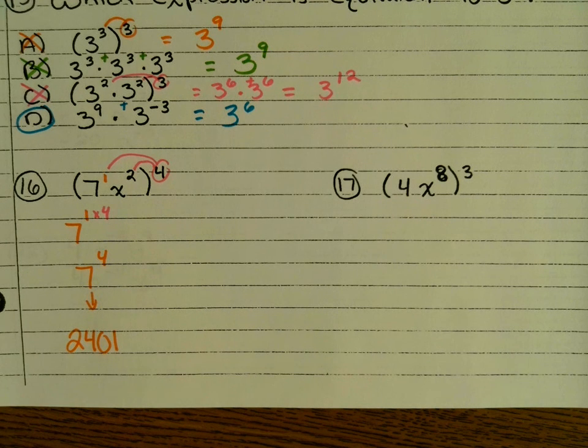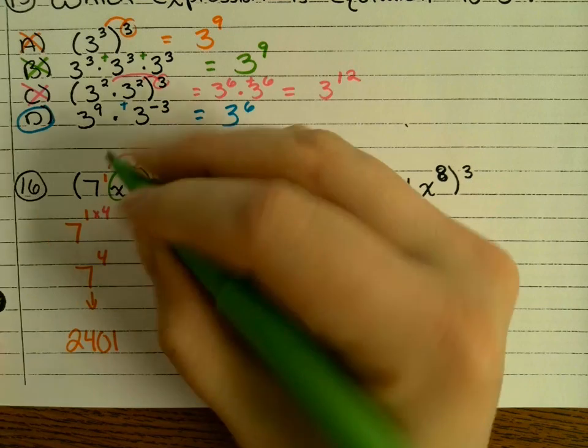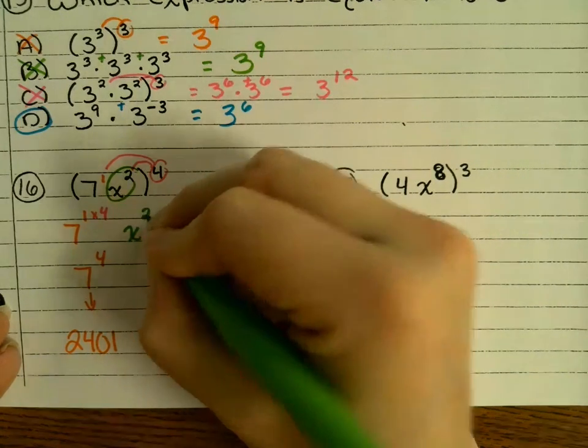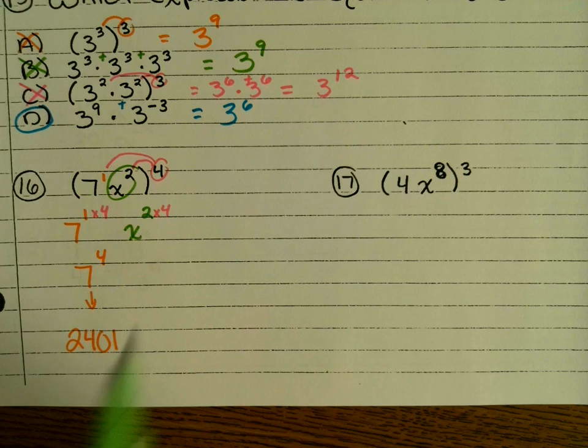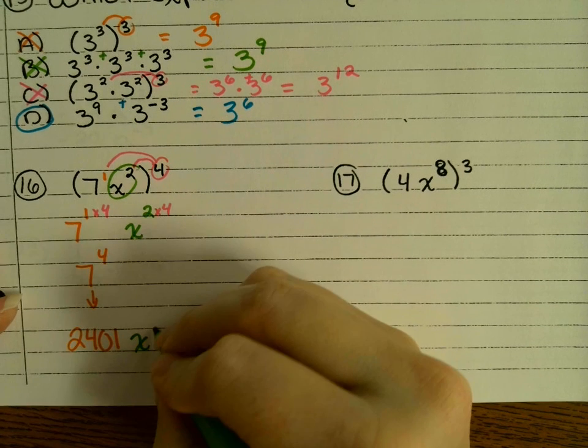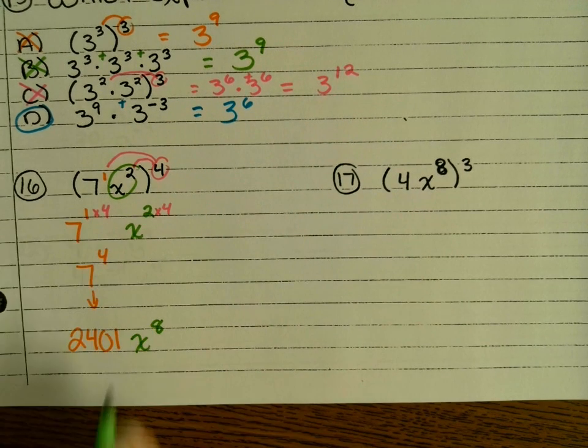Then for the x term, x squared now needs to be multiplied by that 4. So that means it's going to become x to the 8th power. So you get 2,401 x to the 8th power, and that should be your final answer.